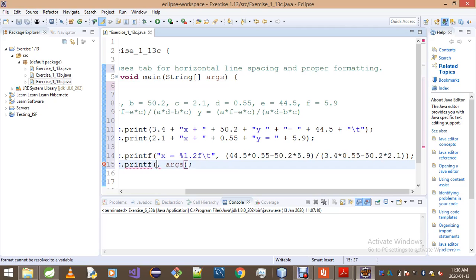Okay, now we've got y being equal to this expression. We've got the percentage sign 1 equal to, and then f. Put our expression here. Let's do this.